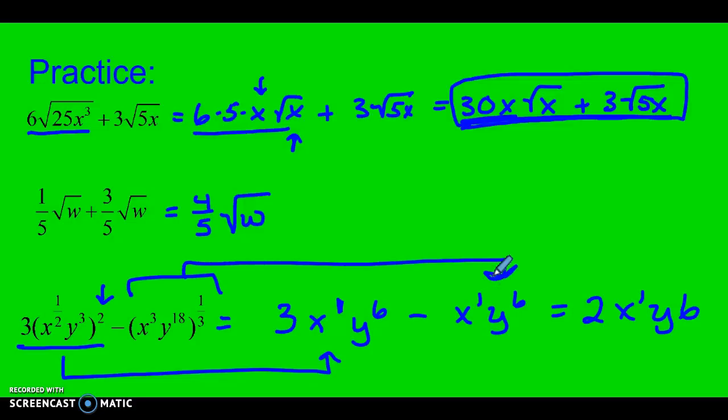Well, 3xy to the 6 minus 1xy to the 6 equals 2xy to the 6. Just notice that that 6 does not look like an exponent, so I'm going to erase that and fix it. That's an exponent. It should be up here.